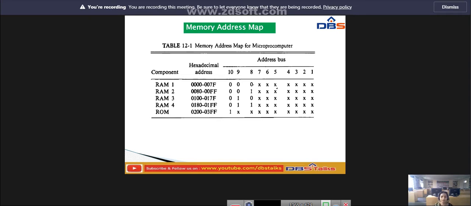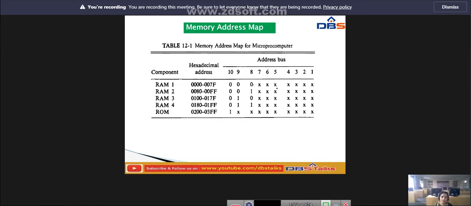A computer system needs 512 bytes of RAM and 512 bytes of ROM. Both are needed. There are 16 lines in the address bus. The table shows only 10 lines, because the other 6 are not used in this example and are assumed to be 0.